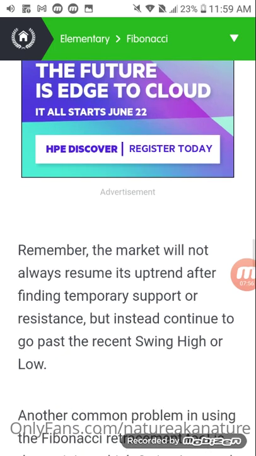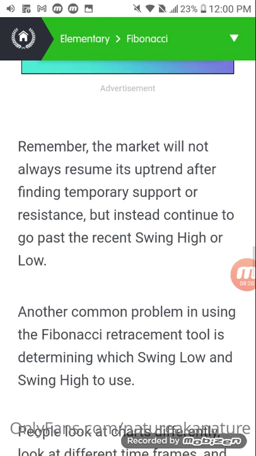Remember that the market will not always resume in an uptrend after finding temporary support or resistance, but instead continue past the recent swing high or recent swing low. Price might not always resume in a downtrend. Price might continue to go in an uptrend, going past the recent swing high, shooting past that, and finding new resistance.